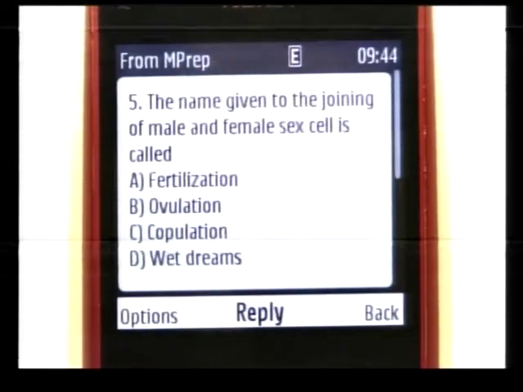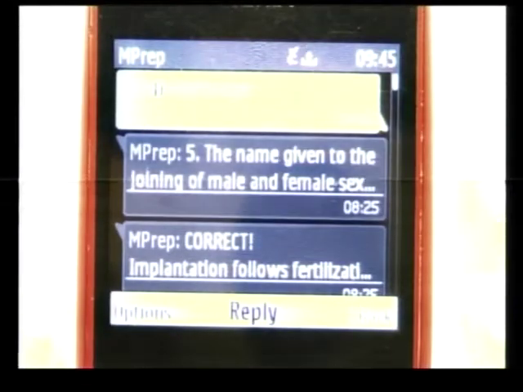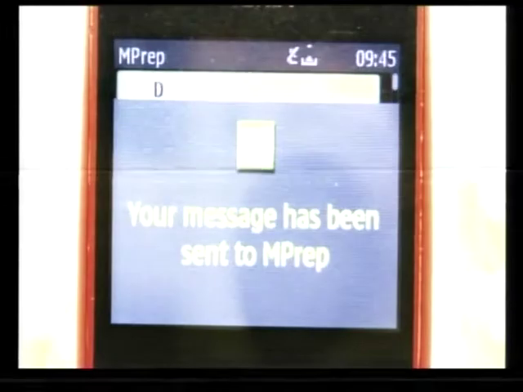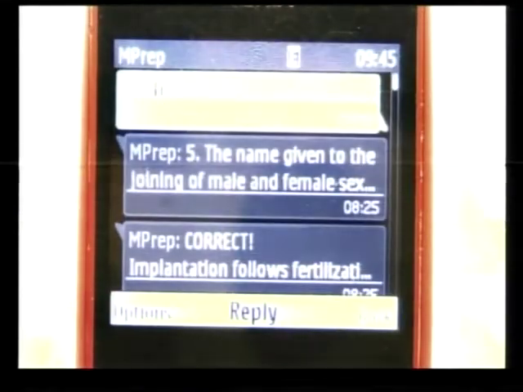Daniel then answers this question. So I hope you're awake right now, but Daniel, how are you going to answer it? Answer D, maybe? Yeah, I'm going to say D. And then you can see an individualized response that comes back from Mprep after Daniel answers it. While we're waiting for the SMS to come back, I just want to let you know that every time Daniel sends an SMS to Mprep, it's only half a shilling. Anytime he receives an SMS from Mprep, it's free.